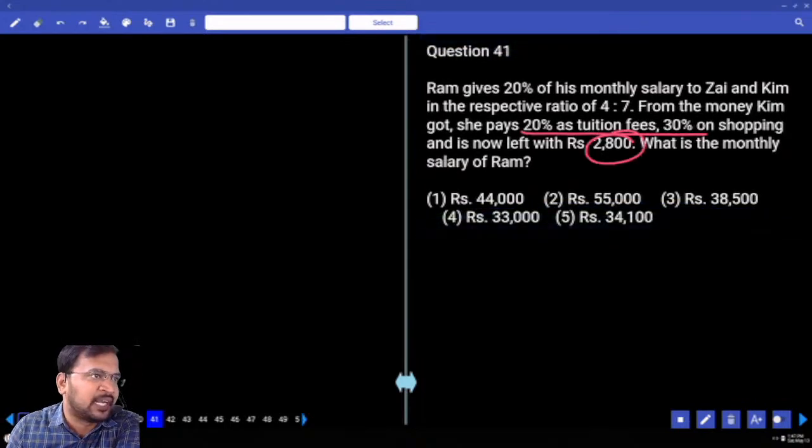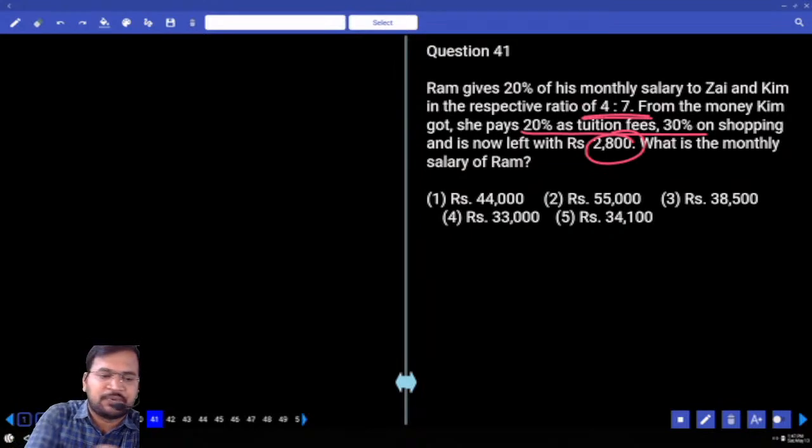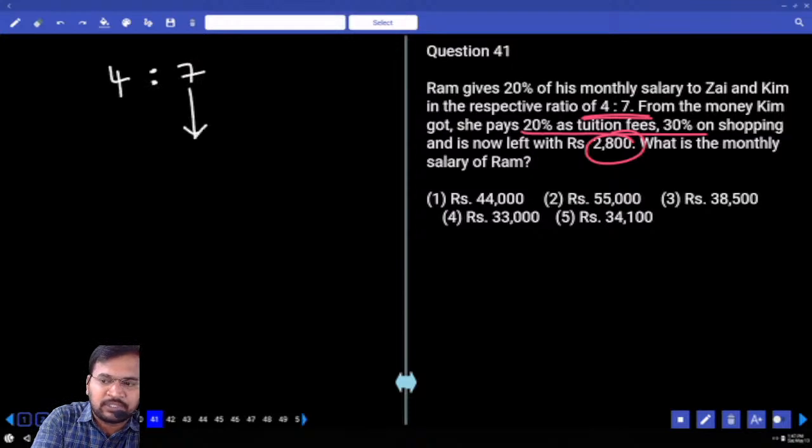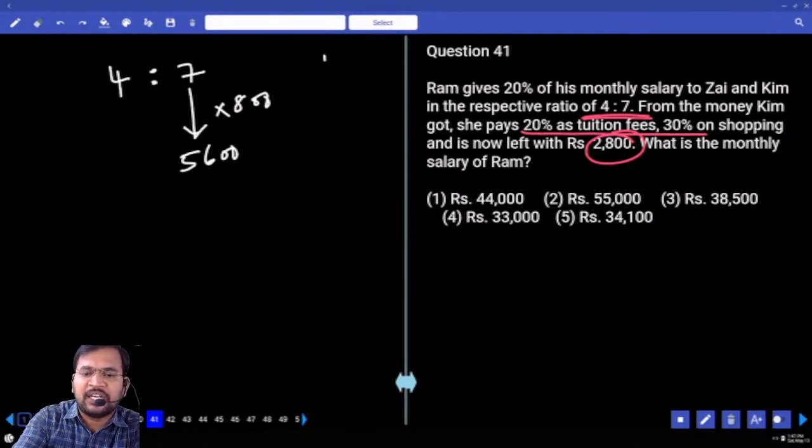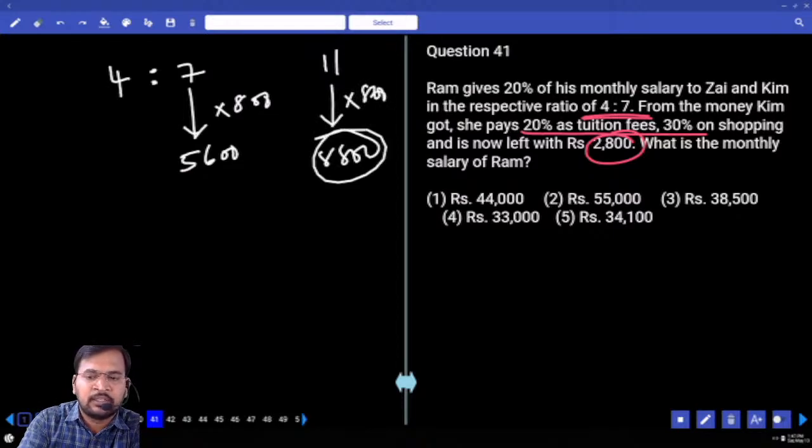50% is nothing but 2,800. Then the total, 100%, is 5,600. The ratio of Jai to Kim is 4:7. Therefore 7 parts is 5,600. Then each part is 800. The total is 11 parts. 11 parts is what? 8,800.